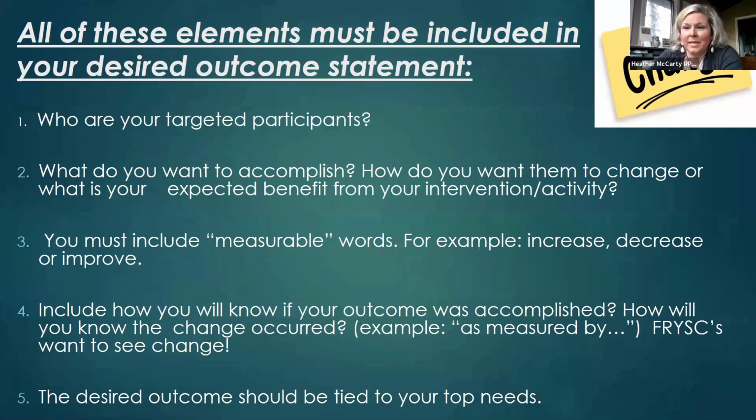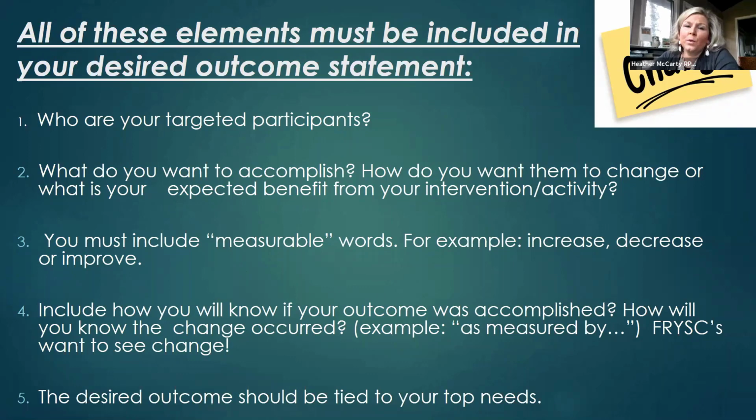So there are quite a few elements to your desired outcome. There's actually 5, and each one of these needs to be included in your desired outcome statement. Number 1, who are your targeted participants? For example, are you targeting pregnant teens? Are you targeting your free and reduced lunch population? Are you targeting grandparents raising their grandchildren? So you want to be specific in your desired outcome about who is your targeted audience, or is it 10 fifth grade boys? Okay, so you want to be specific about that.